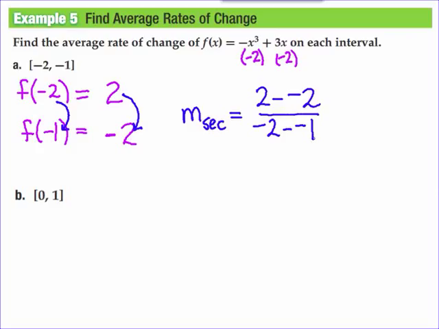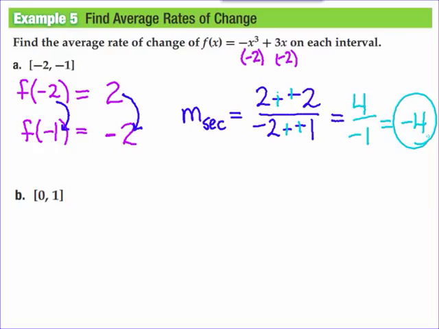That's why I wrote it out that way, because then I don't have to memorize a formula. I just look at that. It's the numbers on the right divided by the numbers on the left. Let's go ahead and calculate that. 2 minus negative 2 is 4, over negative 1. So your answer is negative 4. That is the slope of that secant line.